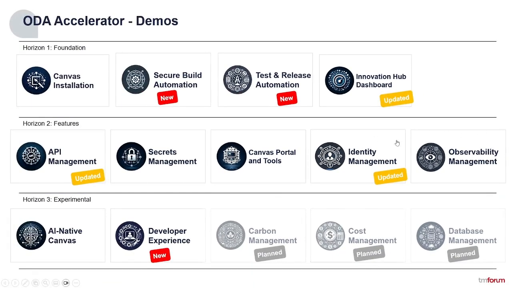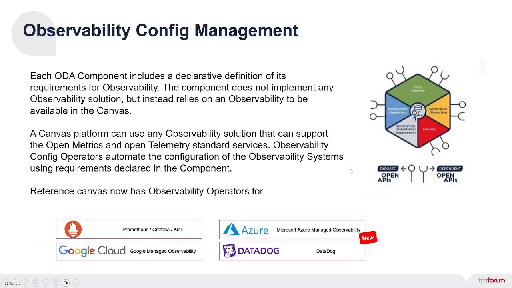And then in our new features, the final one is features around observability management. Again, we have different options: a component will expose metrics and telemetry data using OpenMetrics and OpenTelemetry. Then you can choose what service you have in your canvas to actually get access to that observability data. In the core team, we developed some using open source: Prometheus, Grafana, and Kiali. And both Google and Microsoft have developed versions onto their managed observability services in their cloud platforms.